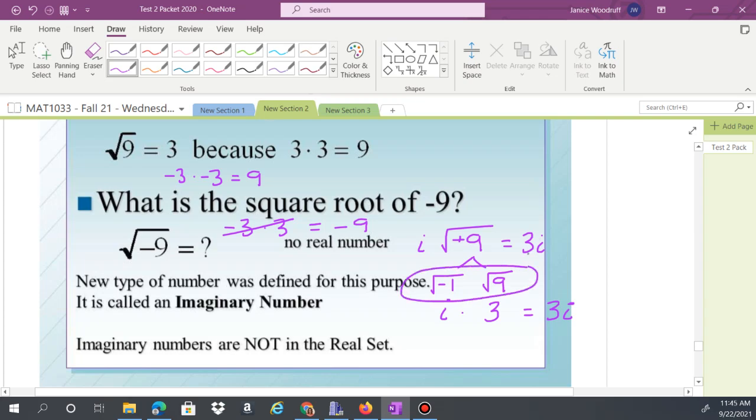Okay, you're factoring out that -1 so that you can take the square root, so you don't break the rules of what a square root actually is.